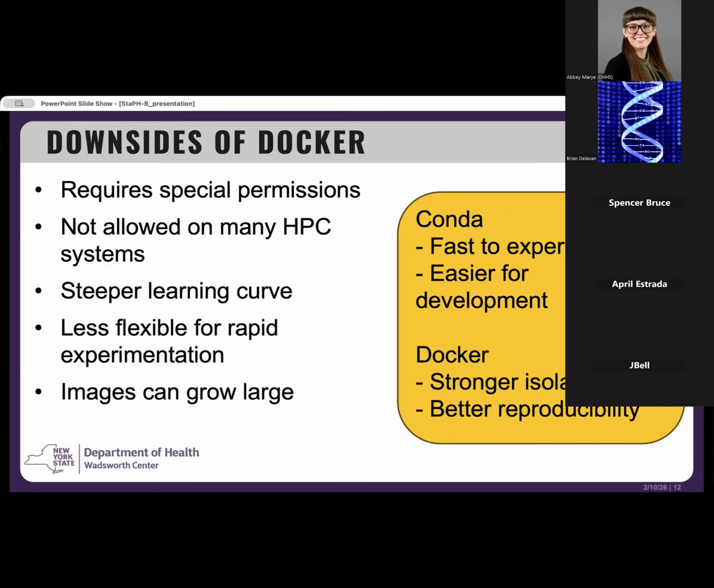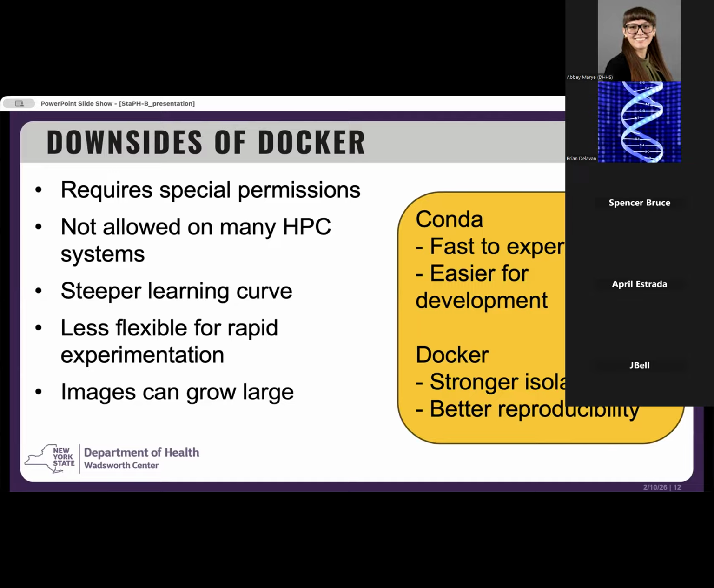Because of how Docker operates, it's not allowed on many high-performance computing systems at all. This is extremely common in academic and government environments, including state labs. So when Docker isn't available, it's usually a policy decision rather than a technical oversight, right?